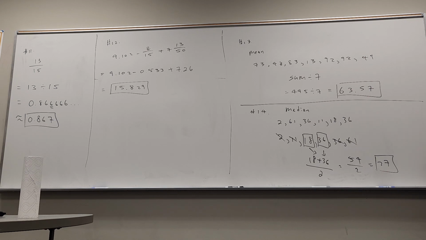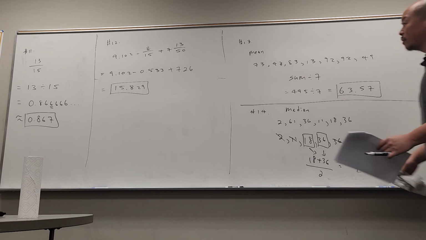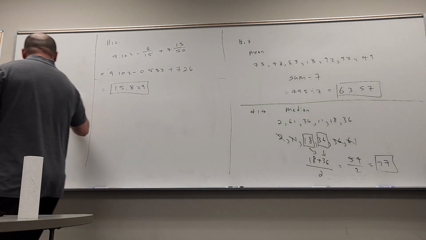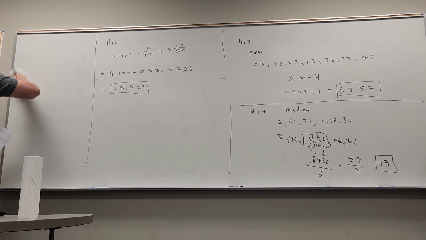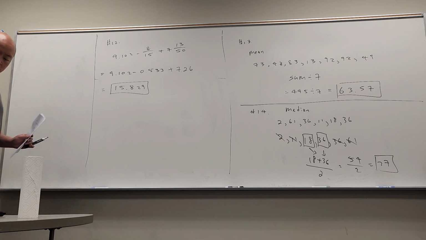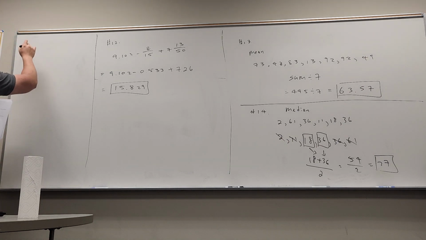So the median is definitely more difficult to find than the mean, right? A little bit more difficult. And the last one is the mode. Number 15, the mode.